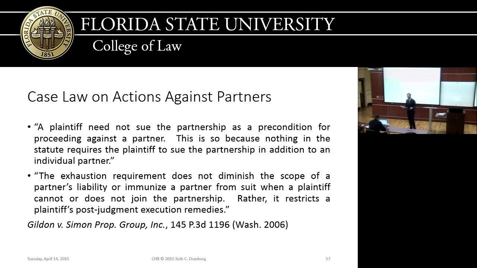Idea here, joint and several liability. You don't have to sue the partnership. You can sue who you want to sue. That's what joint and several liability gives the tortfeasor or the creditor the right to do, the tort claimant. The exhaustion requirement does not diminish the scope of a partner's liability or immunize a partner from suit when a plaintiff cannot or does not join the partnership, but it does restrict those post-judgment remedies we just discussed.